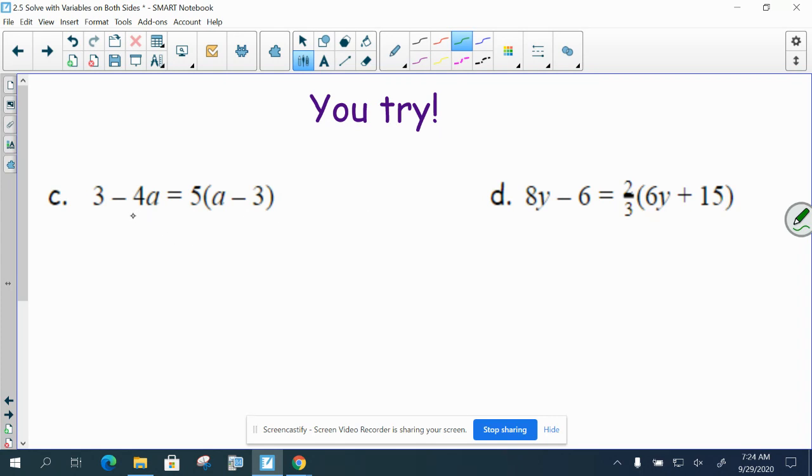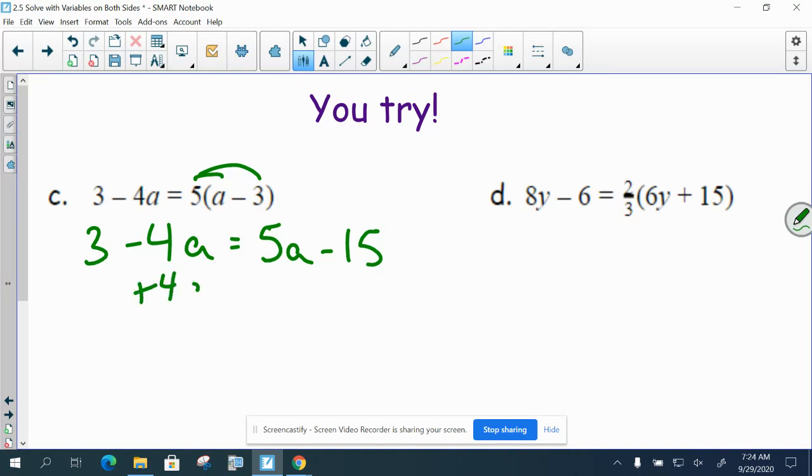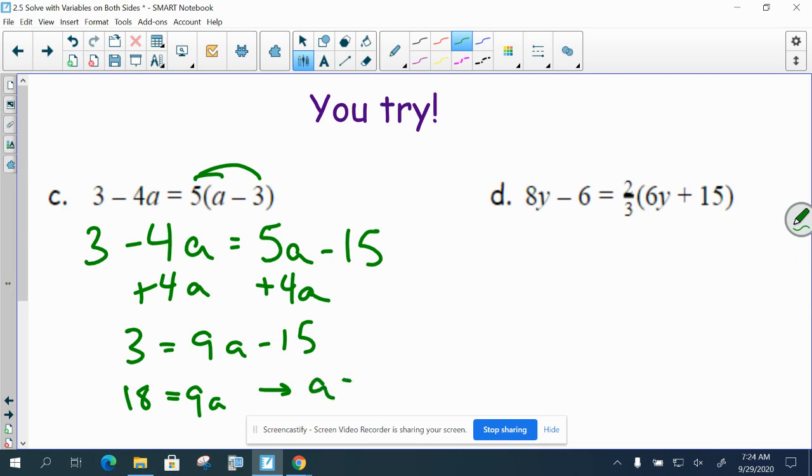So for this one, you will distribute the 5. So you have 3 minus 4a. I'm going to go through this a little bit faster. Okay, then we're going to add the 4a. So 3 equals 9a minus 15. Add the 15 over to get 18 equals 9a. Divide by 9. A is 2. Okay, so if you got that wrong, figure out what step you missed.